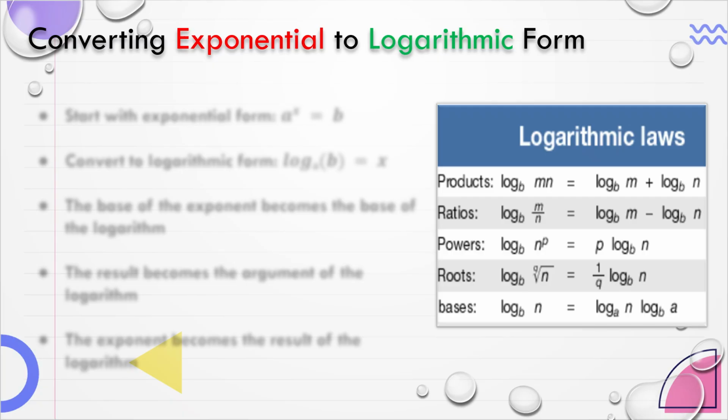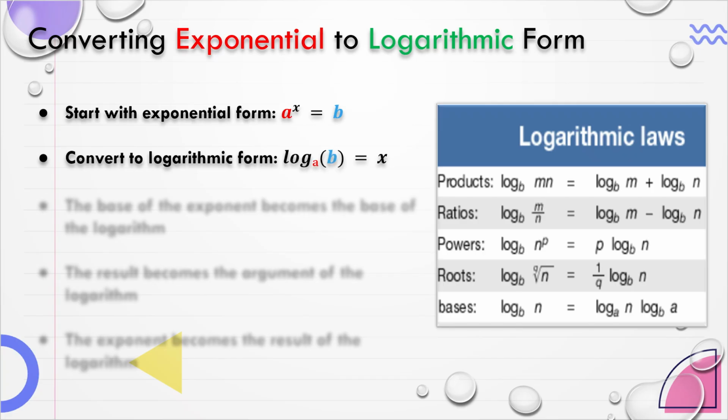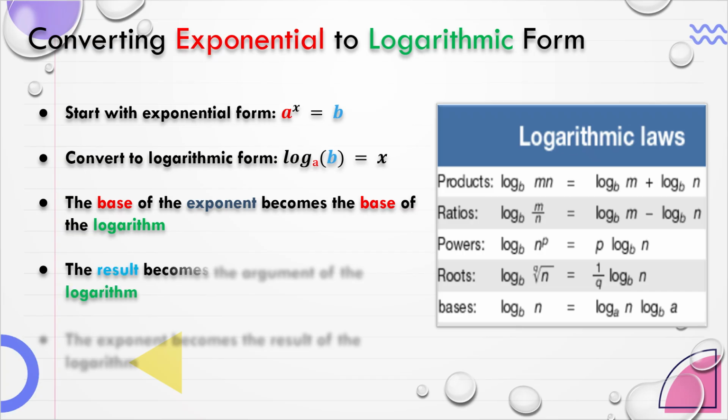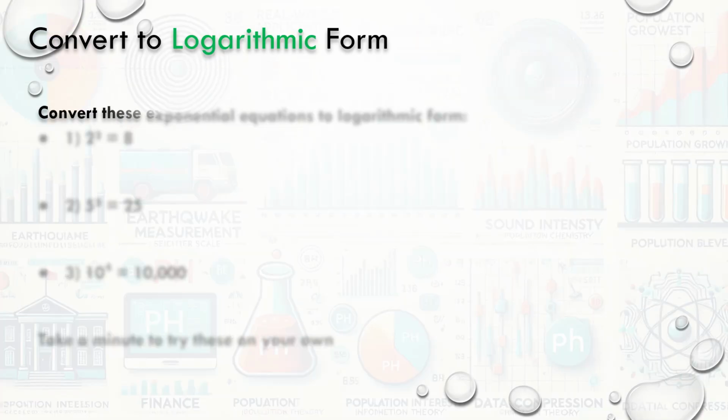So, let's practice the conversion process. If we start with the exponential form a to the x equals b, we convert it to the logarithmic form log base a of b equals x. Remember these three rules. The base of the exponent becomes the base of the log. The result becomes the argument, and the exponent becomes the final result of your log equation.